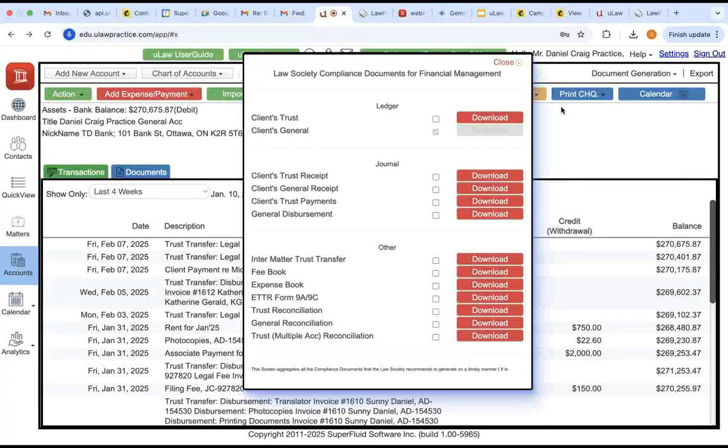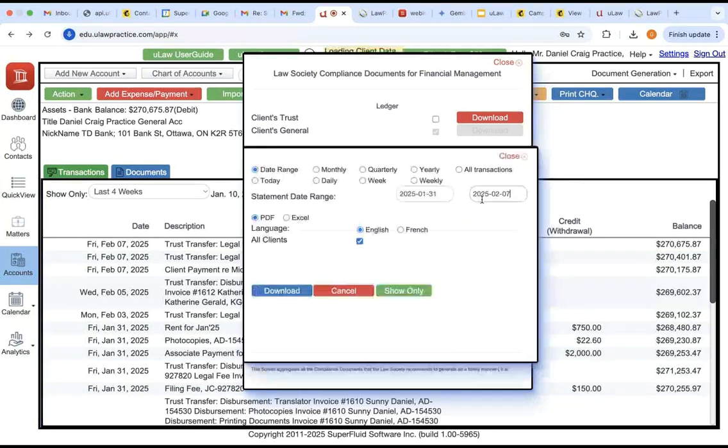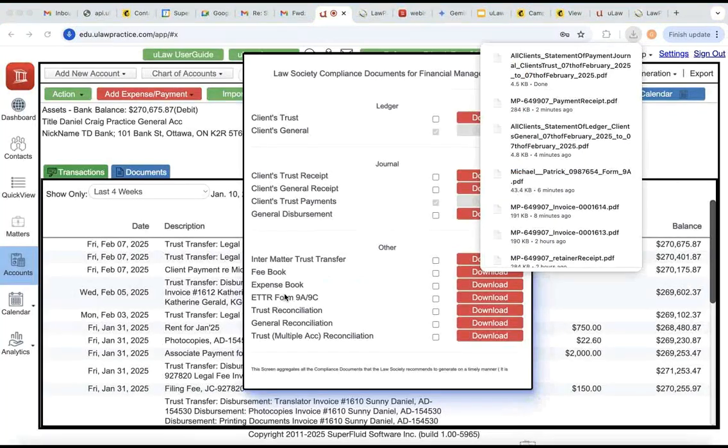The next one here that I'd like to show you all is the journal. A little bit more drill down version of client's trust receipt and client's trust payments. So any payments that were made out of the trust account will be shown here.